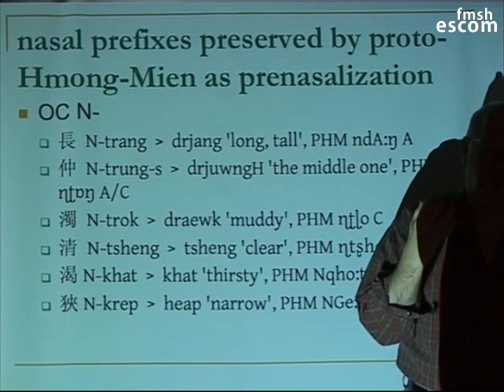A very interesting example is the word kai, to open. Kai has been borrowed by Hmong-Mien, specifically by Mien, and it exists in two forms of Mien. There is a form koi, tone A, which means to open, transitive, and another form, nkoi, tone A, which means to open, intransitive, like a flower. The flower opens, or the heart opens to be happy.